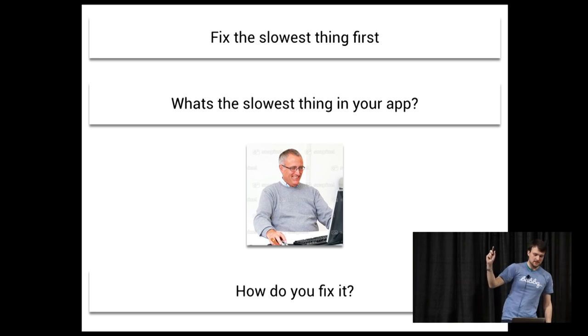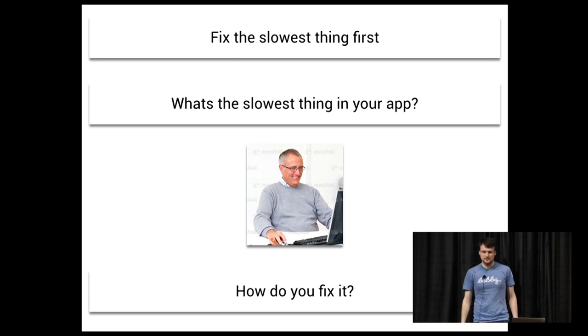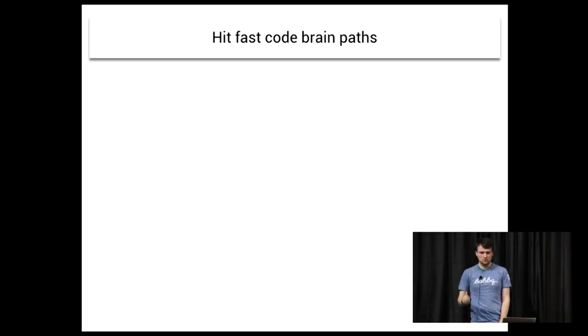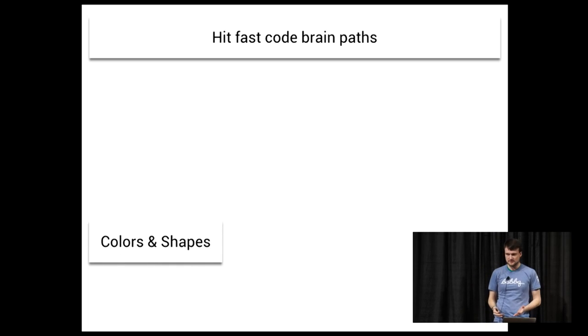That guy's got the right idea, but Singularity is a little bit off. Well, it's the same way that you would fix any optimization problem in your code. Hit the fast brain code paths. What brain code paths are actually fast?